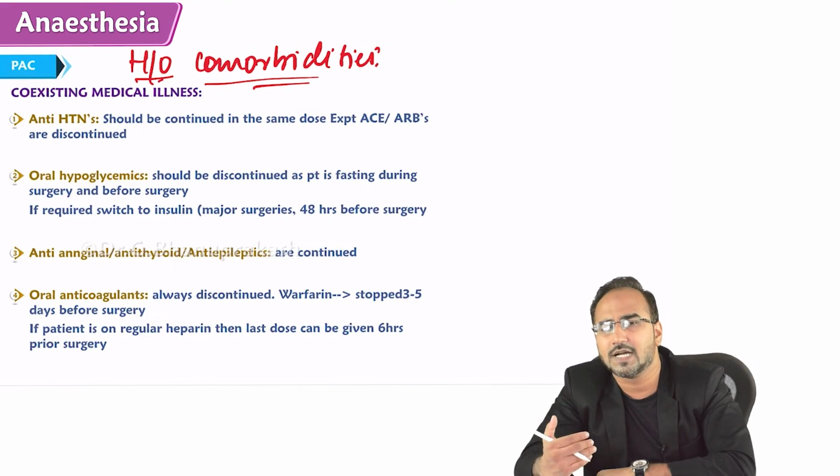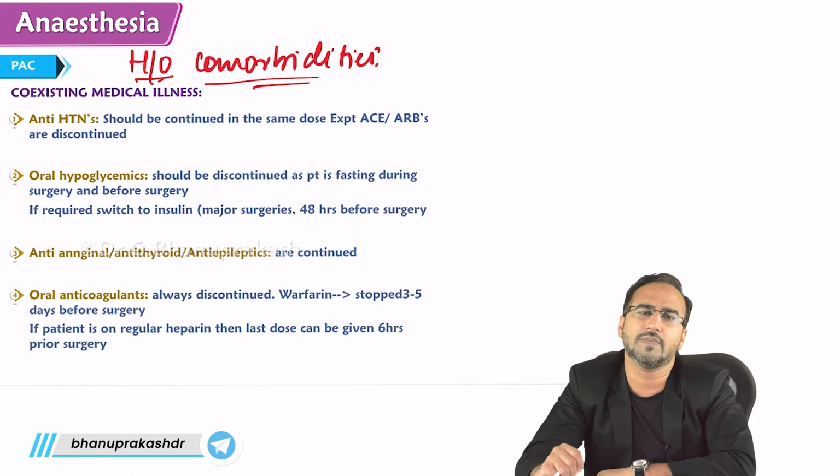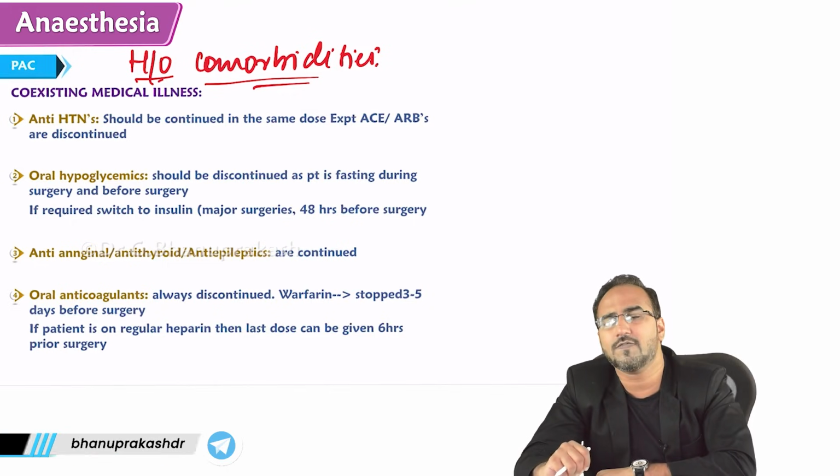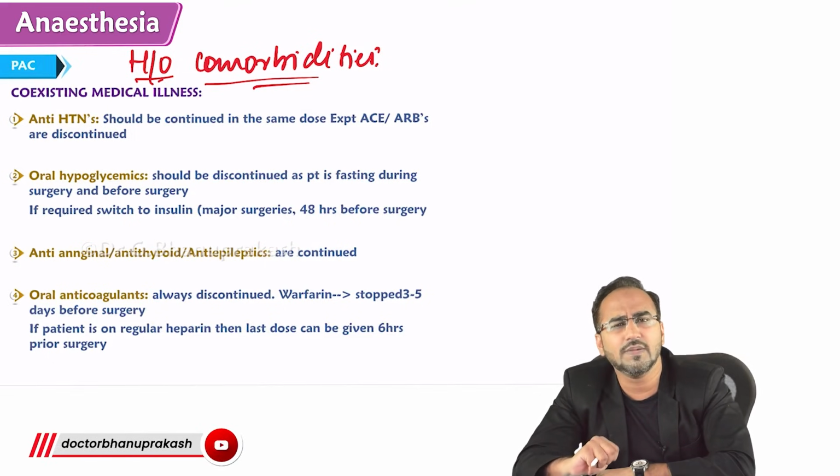If a person is coming to you for the PAC, you first do the airway assessment, then you go for hemoglobin, then the fasting, and last you go for history of comorbidities. You ask the patient, sir, are you suffering with diabetes? The next answer would be, yes doctor, I am having diabetes.